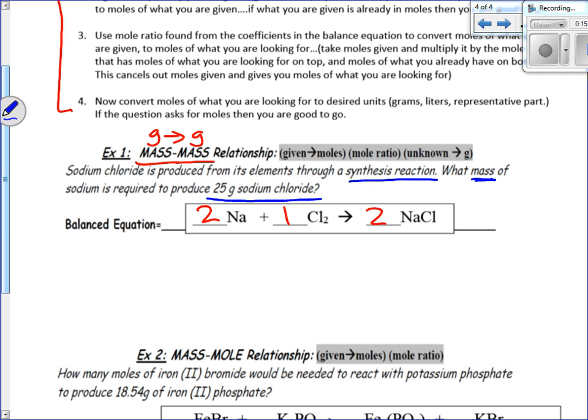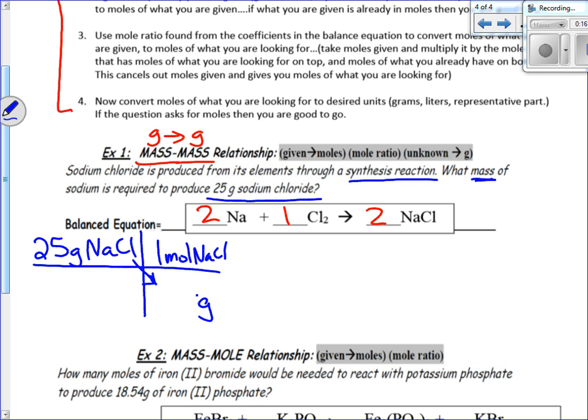So what am I given? I'm given 25 grams of sodium chloride. So that's what I'm going to put in my upper left corner. But I cannot switch to sodium until I have everything in moles. So I have to change my grams to moles first, just like you did last unit. I'm going to diagonal down my grams, and I'm going to go to 1 mole of sodium chloride. So grams of sodium chloride to 1 mole of sodium chloride.